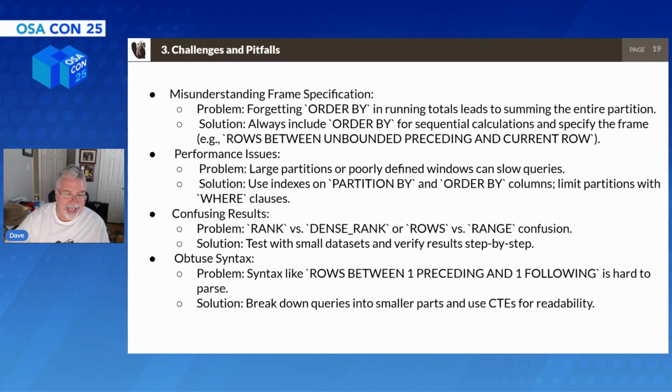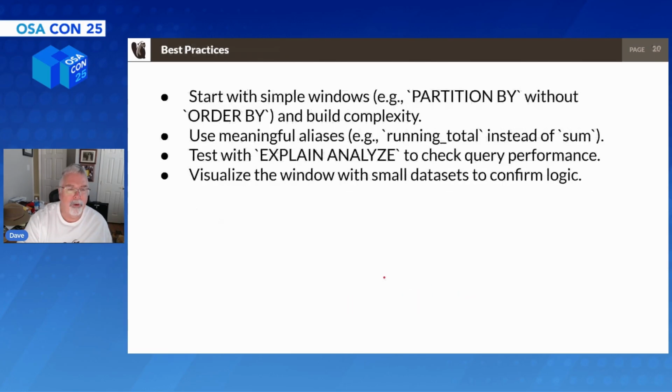Once again, the syntax is obtuse. SQL standard is a wonderful thing. The bad trouble is the implementations aren't there. And sometimes when things are chosen by committee, it's not always easy to comprehend why they made their choices. So rows between one preceding and one following is hard to parse mentally. Yeah, you've got three rows, but you have to make sure that you understand that you're looking at the one before and the one after. Sometimes it helps to break down the queries into smaller parts, and I really like using CTEs to do that.